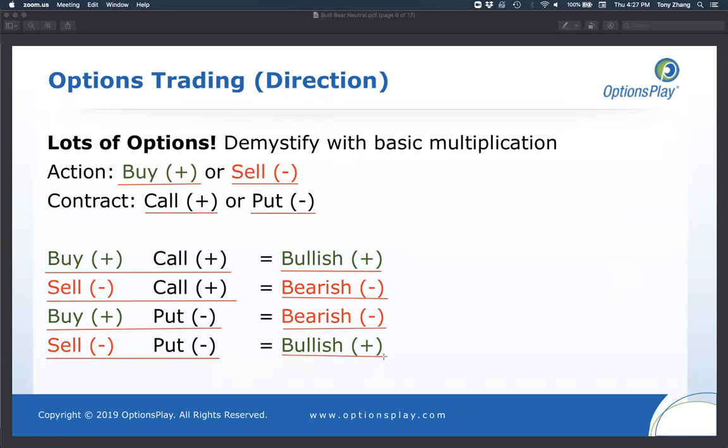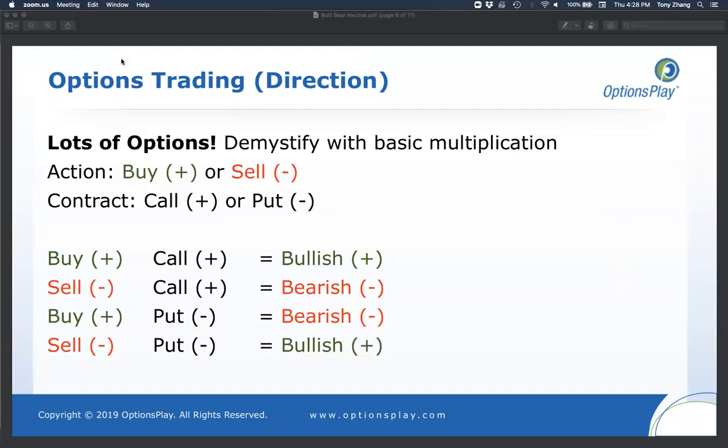So that's one of the quick ways that I've learned to remember the different actions and what they actually mean in terms of direction. So next time you get confused about what selling a call or selling a put is, you can just look at the signs and multiply them together, and that will tell you whether you're trading a bullish or bearish strategy. So let's go ahead and move on.